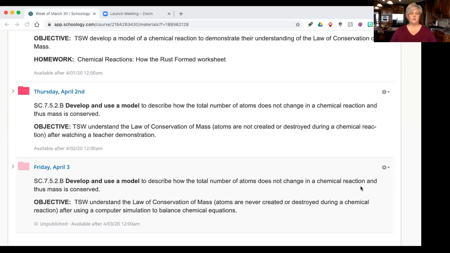SC752B, to develop and use a model to describe how the total number of atoms does not change in a chemical reaction and thus mass is conserved. Remember, we're looking at conservation of mass, the law of conservation of mass. We're trying to make sure you understand that whenever we have a chemical reaction, the same number of atoms have to be on the reactant side and on the product side.